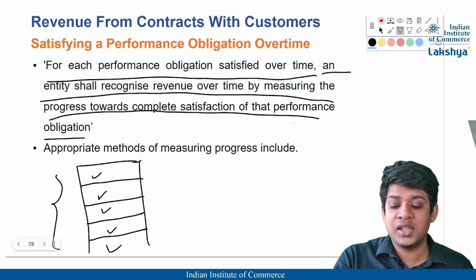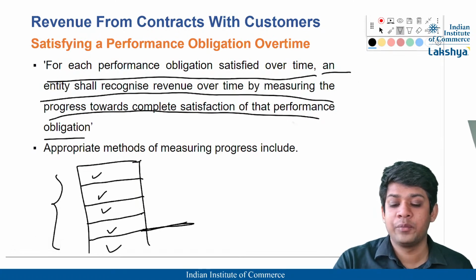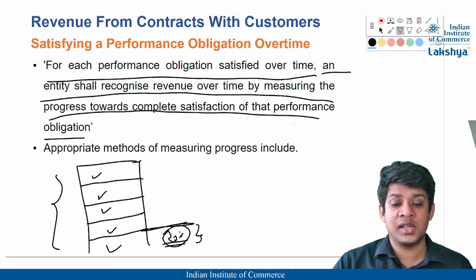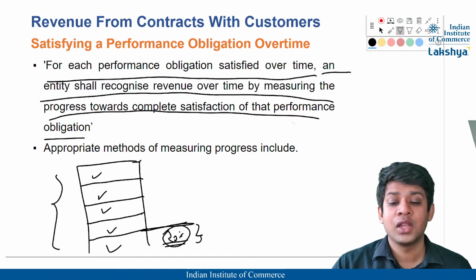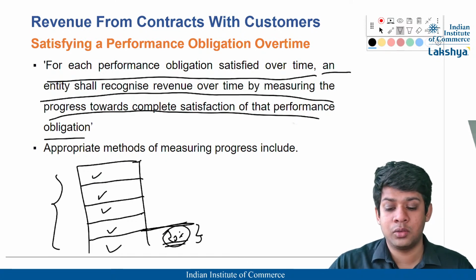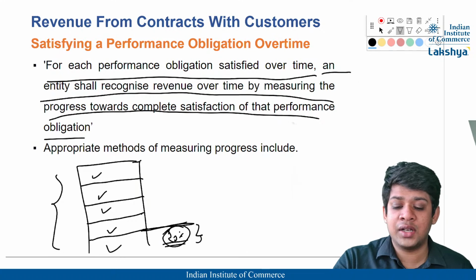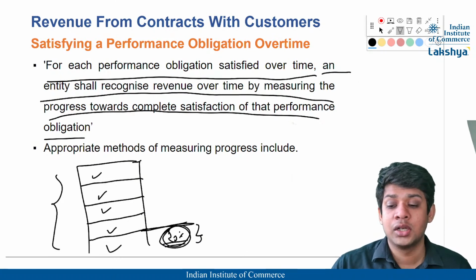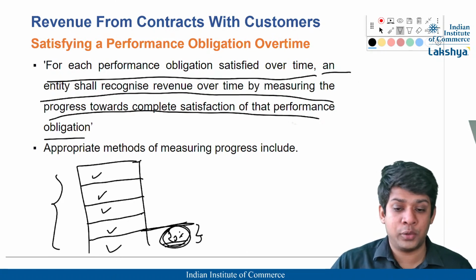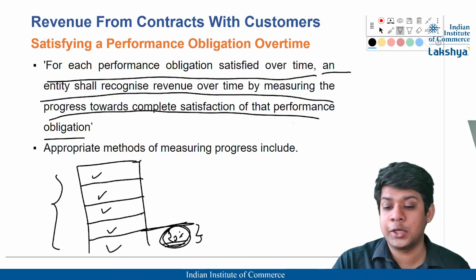Maybe say by the first year, I'm able to complete the first floor. So technically, I might say that 20% of the building has been constructed. So I might say, okay, 20% of my work is done. I've constructed the first floor. So 20% of the work is done. I can recognize 20% of the revenue. But how do you determine whether it is 20% or 30%? That we are going to determine through the input and output method that you're going to see later.